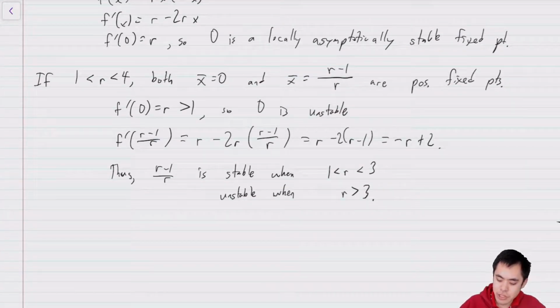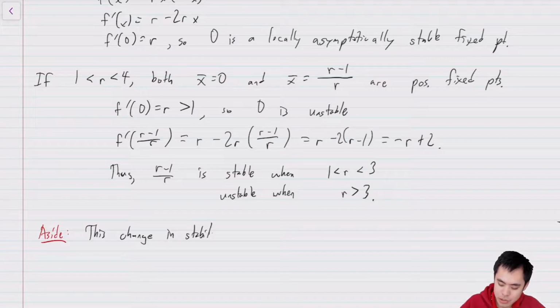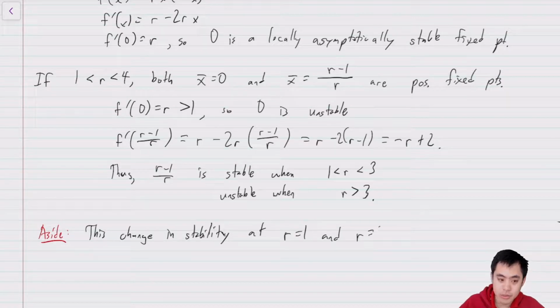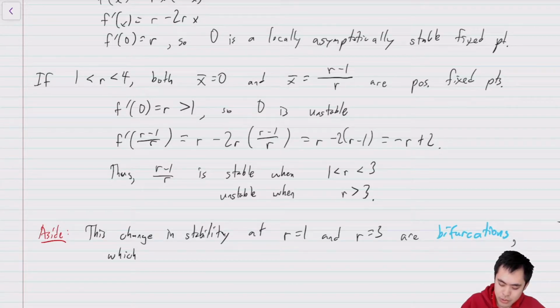So now, let me go ahead and mention this as an aside. This change in stability as our parameter changes, at r = 1 and r = 3, are called bifurcations. And we're going to be studying this in the next set of videos for Thursday. So these are called bifurcations, which we will discuss and analyze next time.